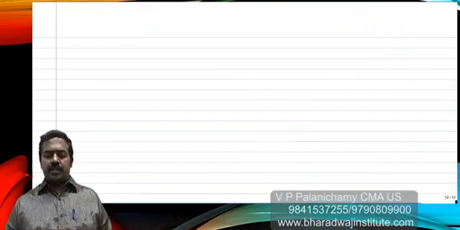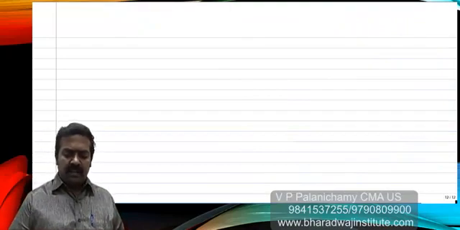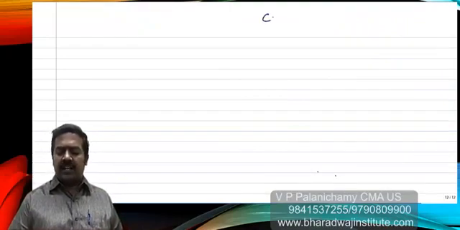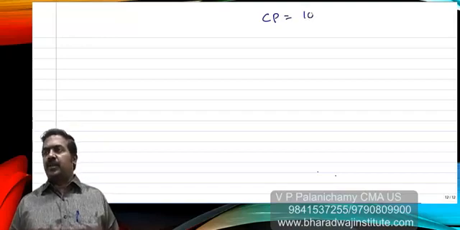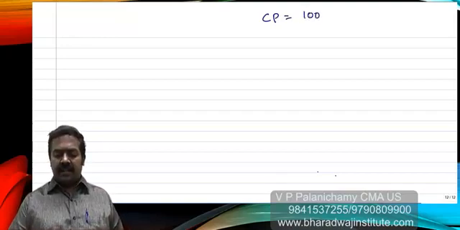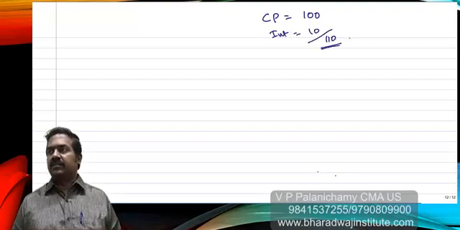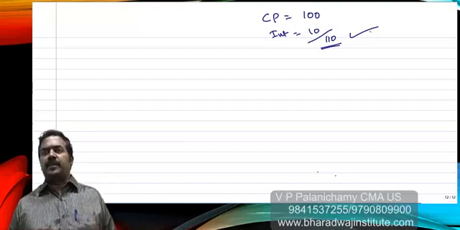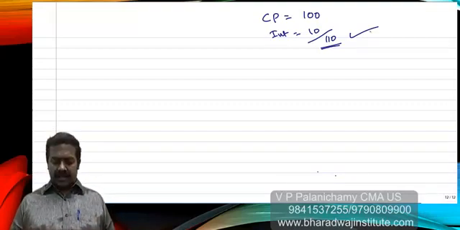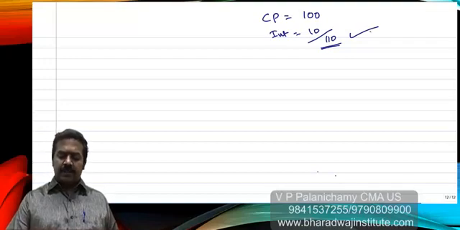Pay attention. When the cash price outstanding is 100, interest will be how much? 10%. What is the total? 110 will be the installment. Clear? When 100 rupees is the cash price outstanding, 10% will be added and the total amount will be 110. Applying this principle, we can work it out.